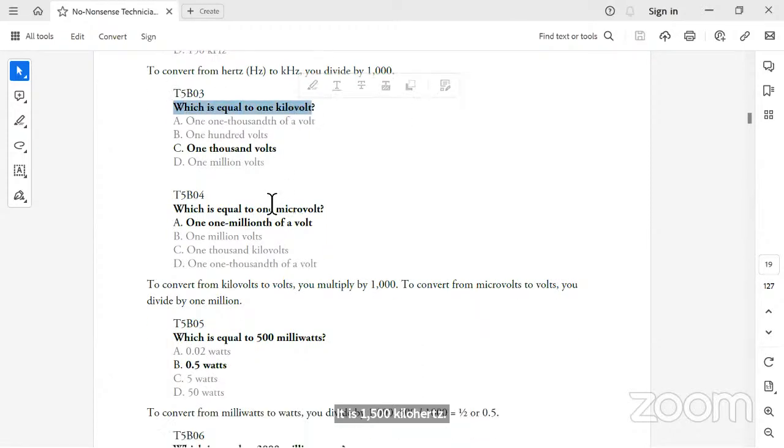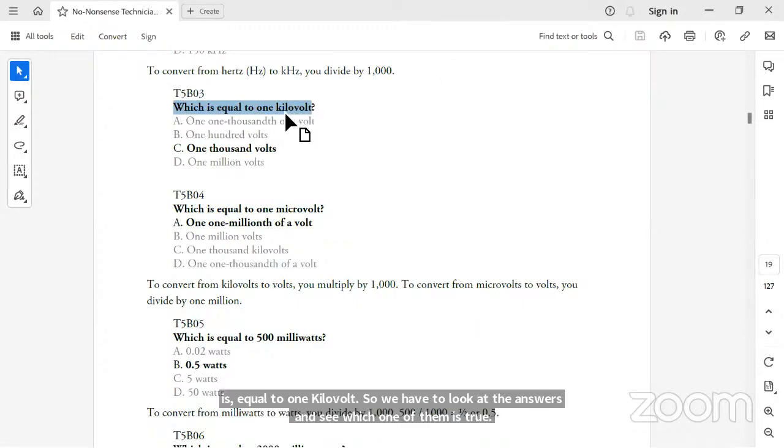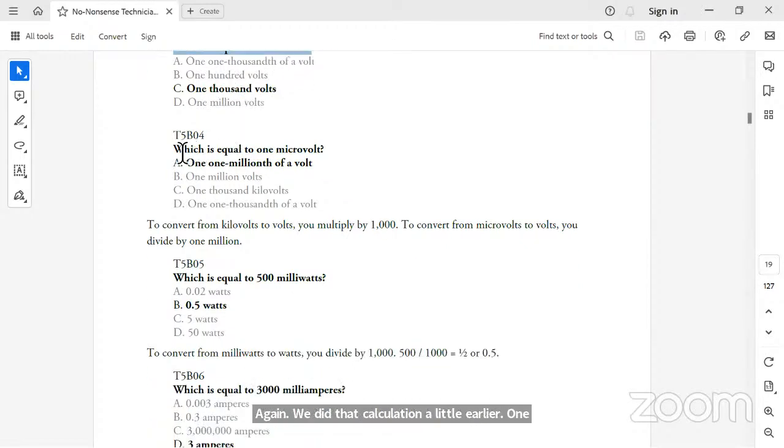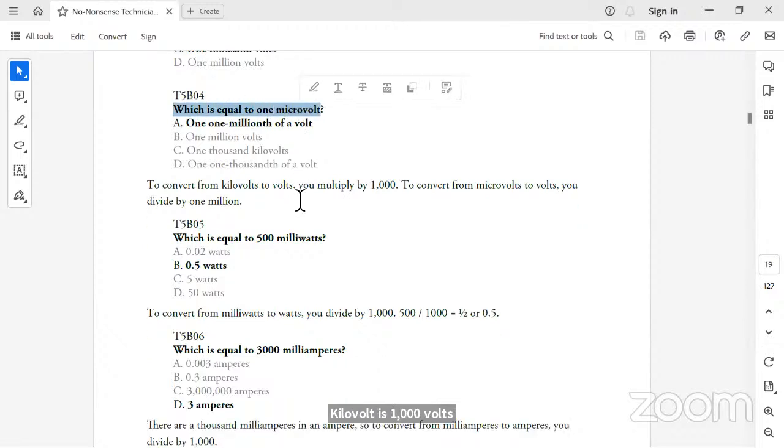What is equal to 1 kilovolt? So we have to look at the answers and see which one of them is true. Again, we did that calculation a little earlier. 1 kilovolt is 1,000 volts. That's the answer. Next question.